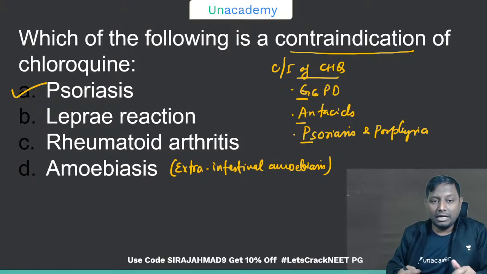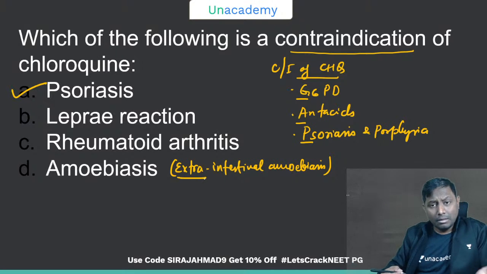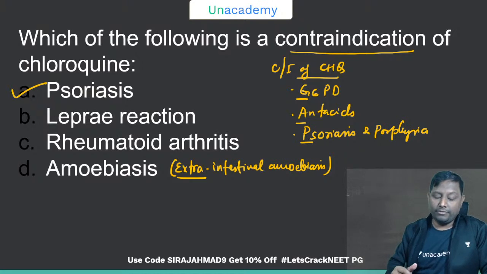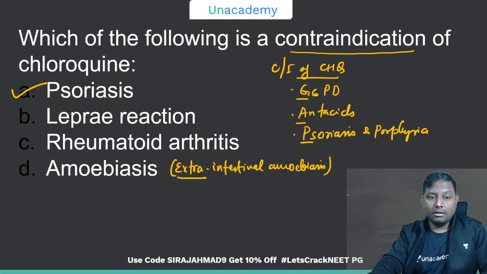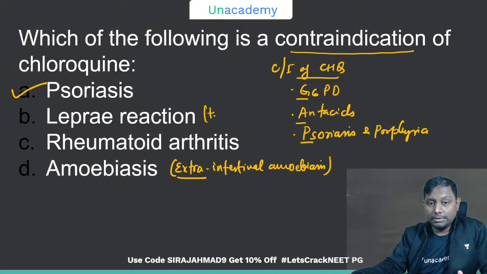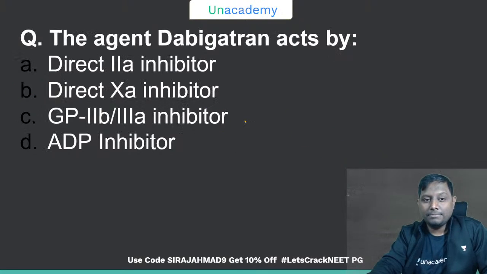it can be used in multiple conditions, like for example photogenic reaction, rheumatoid arthritis, extra-intestinal amoebiasis, and malaria very commonly. Currently COVID-19 also, it has multiple roles, and in my previous lectures I have already told you the different roles of chloroquine. It can also be used in discoid lupus erythematosus, infectious mononucleosis, and lepra reaction, especially type 2 lepra reaction.